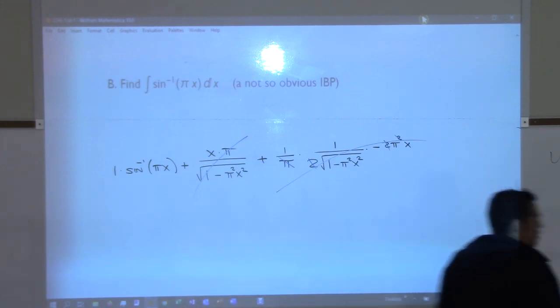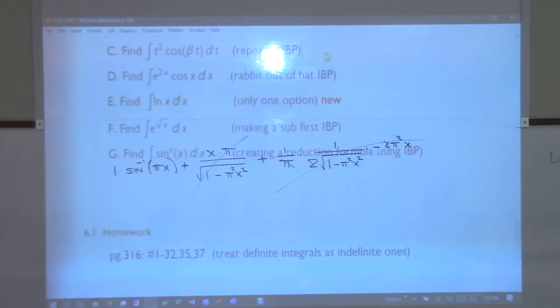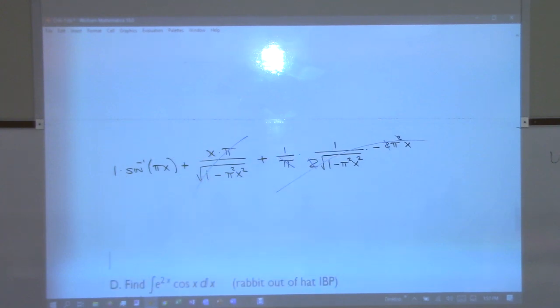So I told you a while back, it's good news. You can always check your answers, right? But obviously it's not that great news, is it? Because sometimes those derivatives can be a little bit. I don't think that derivative was that bad.